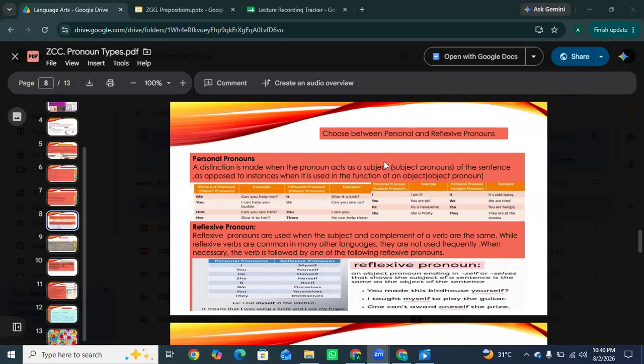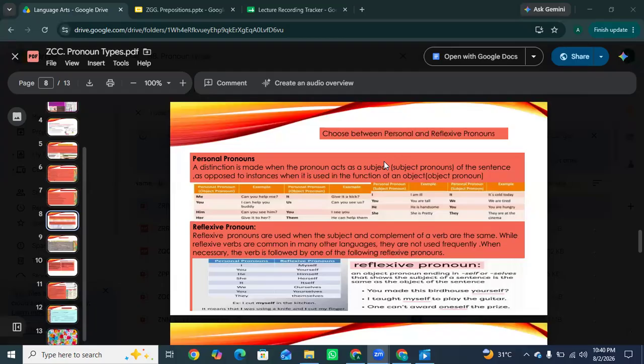Okay. So the next topic is personal pronoun and reflexive pronoun. Personal pronouns: a distinction is made when the pronoun acts as the subject of the sentence as opposed to when it is used in the function of an object. Personal pronouns basically replace nouns and change form depending on whether they are the subject doing the action or the object receiving it. Subject pronouns are I, you, he, she, it, we, they.